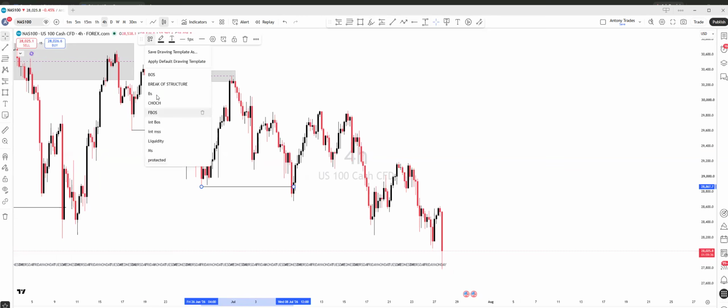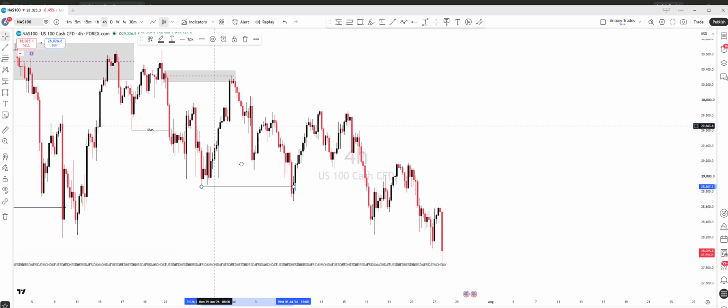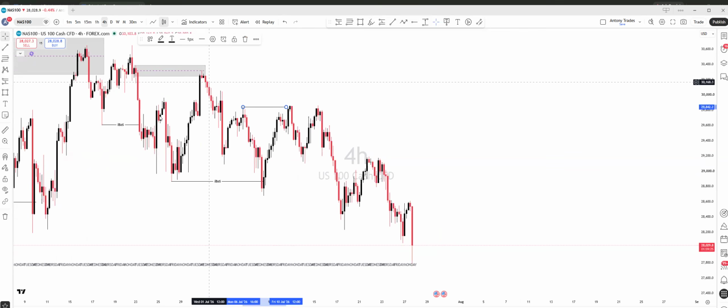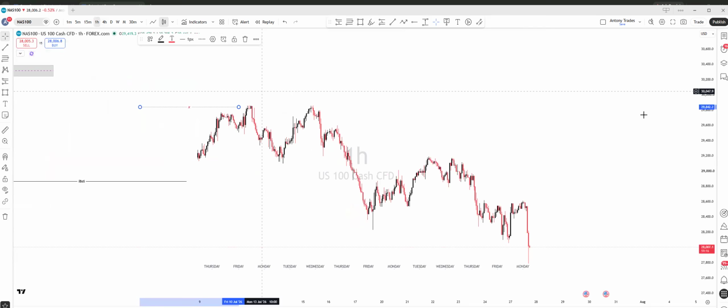This is a break of structure. So after this break of structure, what do you expect? You expect the market to have a pullback and then a continuation. So the market pulled back, swept this minor inducement here, sweeping this liquidity, and reacted from a supply zone. Let's go to the lower time frame and show you that supply.